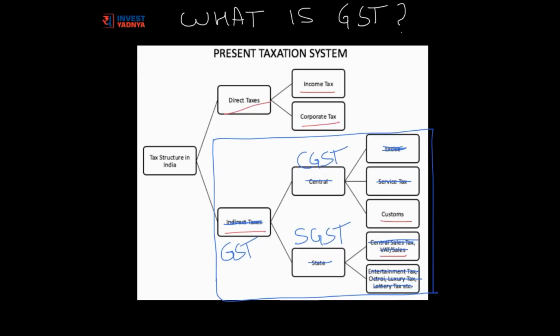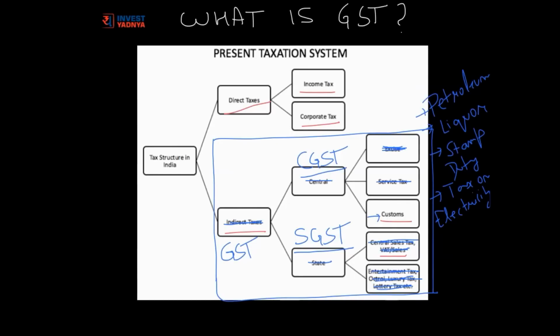Ideally, GST is a one tax regime, but India is going for a dual GST, which means there will be two separate taxes. One will be the central GST, the second will be the state GST. And all other heads like excise, service tax, central sales tax, VAT, and entertainment tax will be replaced by the GST. There are still a few heads which are not in the GST purview, like customs, petroleum products, tax on liquor, stamp duty, or tax on electricity.